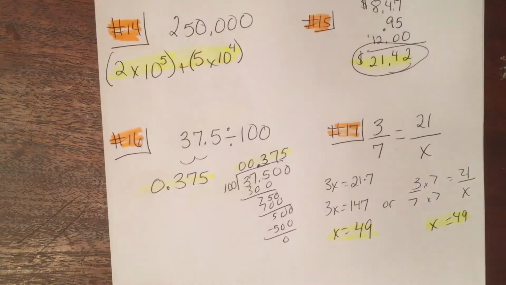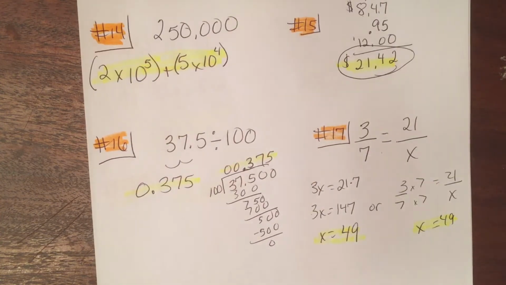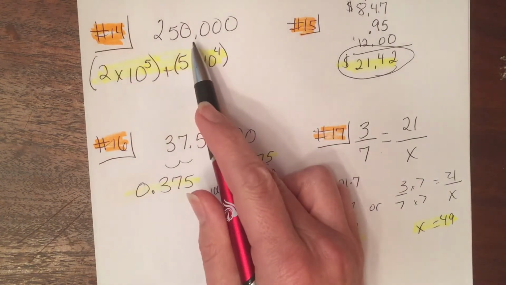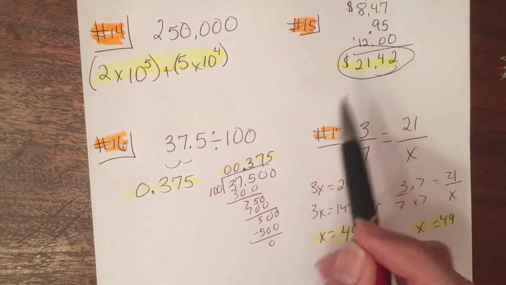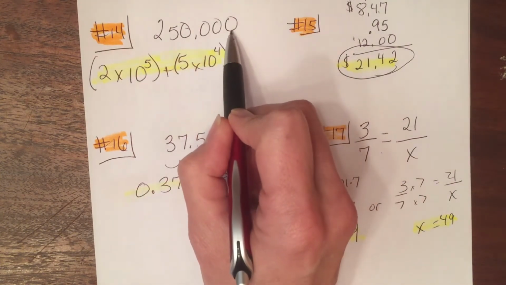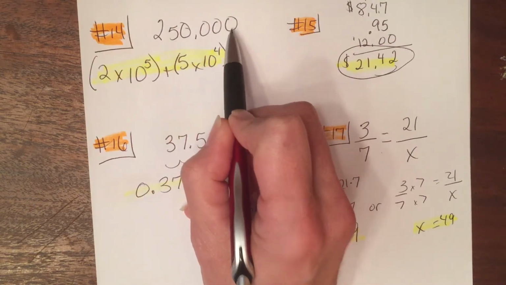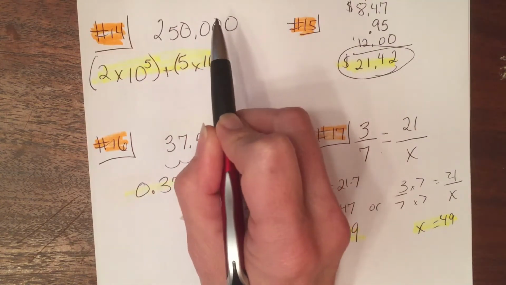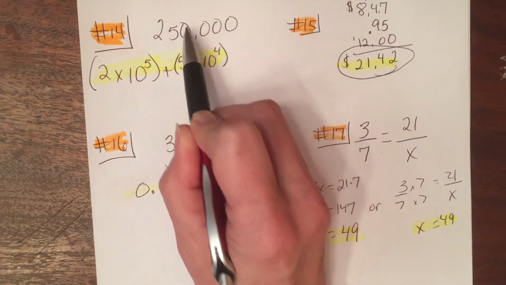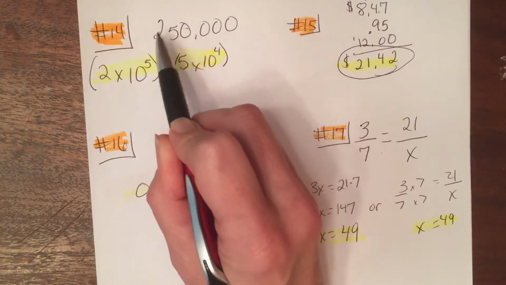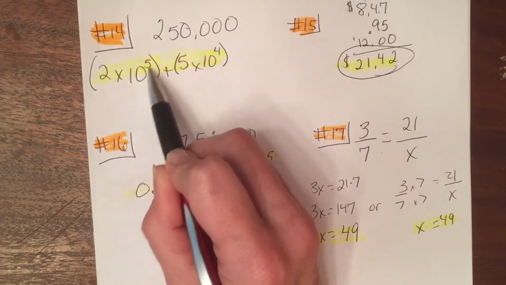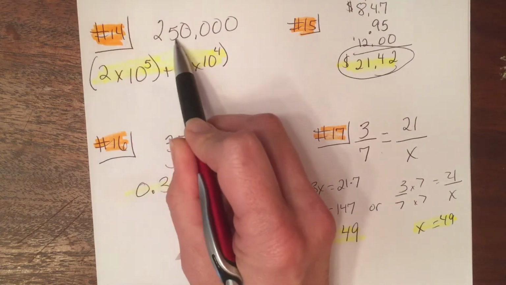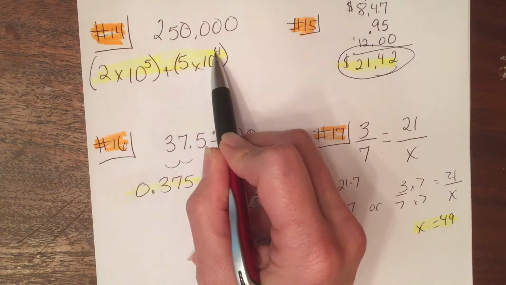Number 14 was next. Number 14 says to write 250,000 in expanded notation using exponents. So what I did was I reminded myself, okay, the ones place is 10 to the 0, this is 10 to the 1, 10 to the 2, 10 to the 3, 10 to the 4, and this is 10 to the 5. So that means I have to use 2 times 10 to the 5th plus 5 times 10 to the 4th.